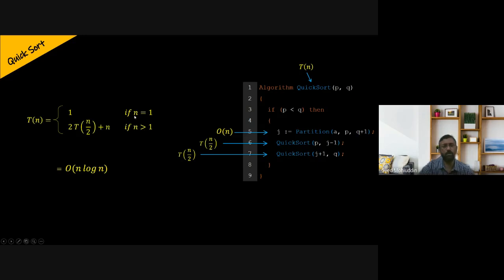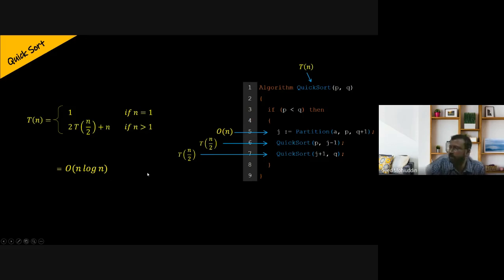If there is only one element, there is nothing to sort, nothing to partition actually, and that element becomes the pivot element itself. So we say that it takes a unit of time if n equals 1, and if n is greater than 1, it takes 2T of n by 2 plus n. Now, if we solve this recurrence relation, we will get the answer as O of n log n.